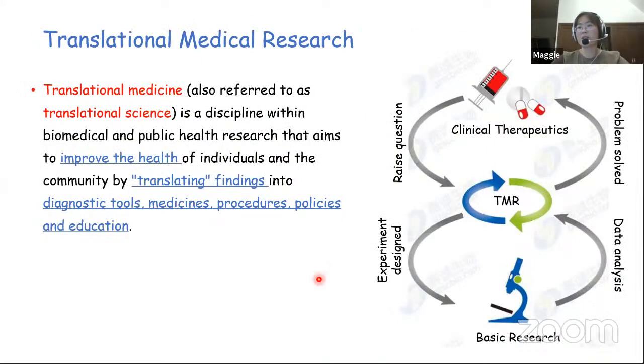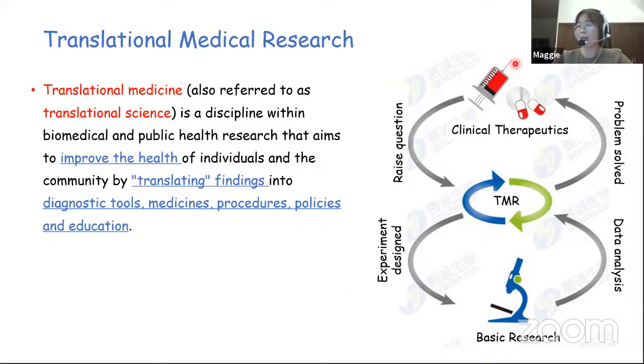And the last one is translational medical research. Translational medicine, or translational research, can also be called translational science. It is a discipline within biomedical and public health research that aims to improve the health of individuals and the community by translating findings into diagnostic tools, medicines, procedures, policies, and education.